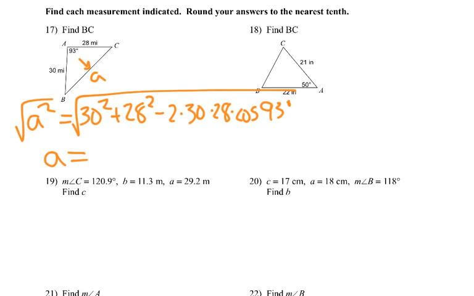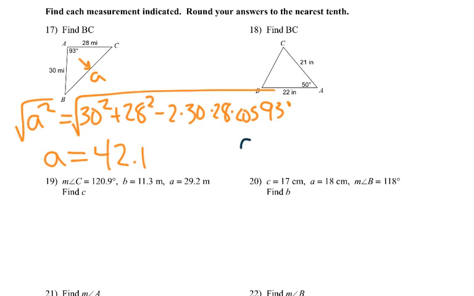So the square root of 30 squared plus 28 squared minus 2 times 30 times 28 times the cosine of 93 degrees. Hit enter, and I get my answer of 42.09. So 42.1 if I'm rounding to the nearest tenth. 18. Set it up the exact same way.